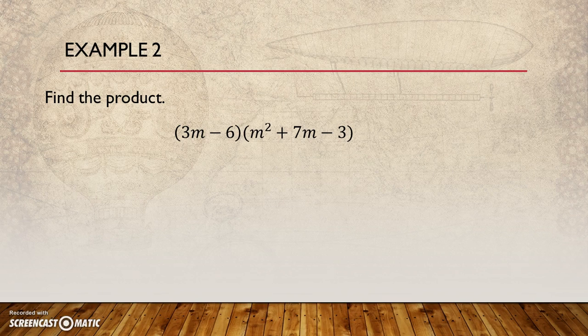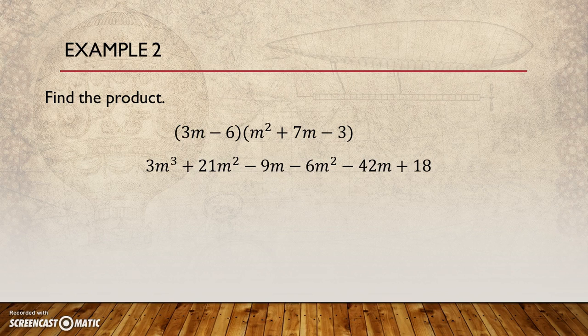So 3m times m squared is 3m to the third. Remember, m is m to the 1. So if it doesn't have an exponent, it's always 1. So 3m to the third. 3m times 7m is 21m squared. 3m times negative 3 is negative 9m. Okay, then we multiply negative 6 by everything. So we get negative 6m squared minus 42m, right, plus 18.